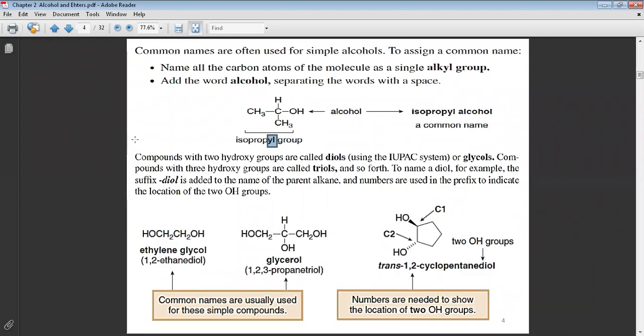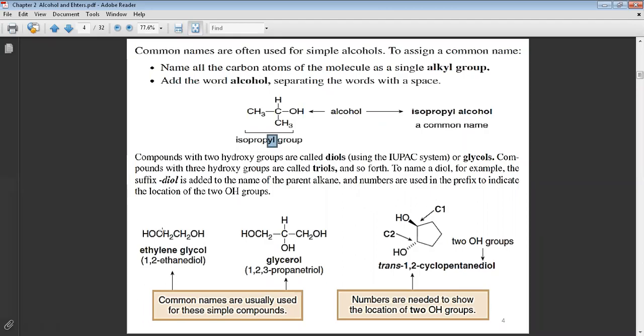Now, compounds with 2 hydroxyl groups. Look, if you have a compound like this, with OH here and OH here. A compound with 2 hydroxyl groups is called a diol, by using the IUPAC system. Or glycol. Glycol is not the IUPAC system. It is another system, like common names.